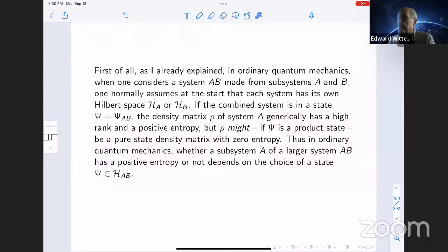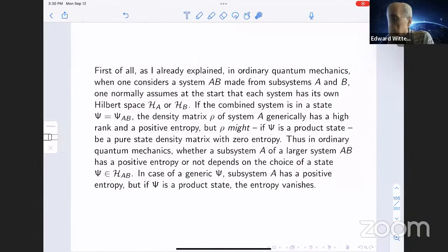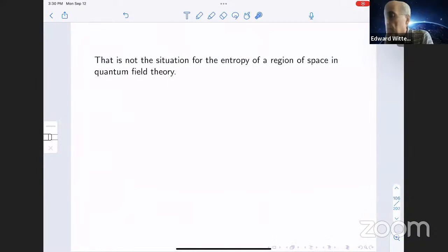Thus, in ordinary quantum mechanics, whether a subsystem A of a larger system AB has a positive entropy or not depends on the state. So in ordinary quantum mechanics, most states have positive entropy, but some states have zero entropy. Generic psi has positive entropy, but product states have zero entropy. That's not the situation for the entropy of a region of space in quantum field theory.